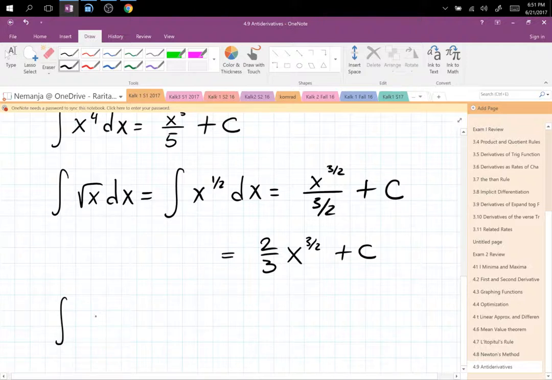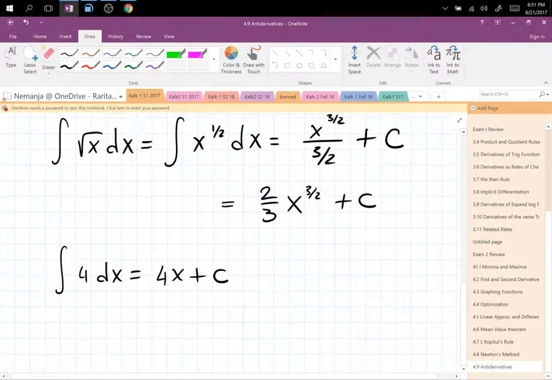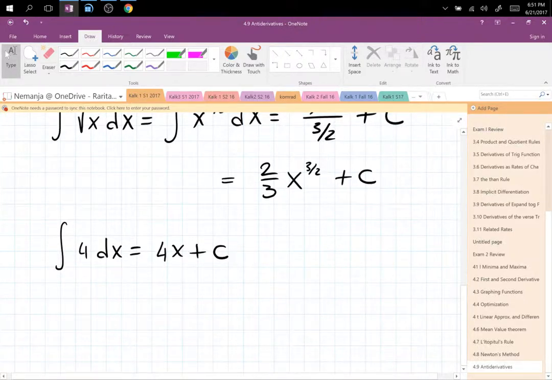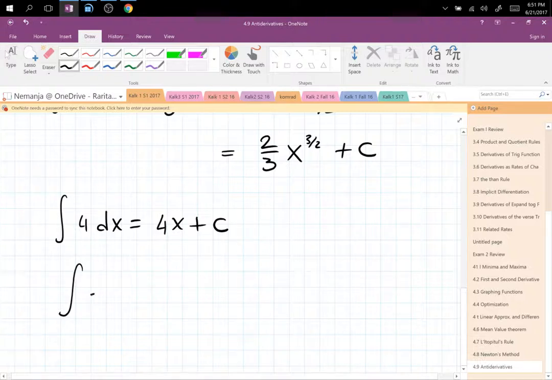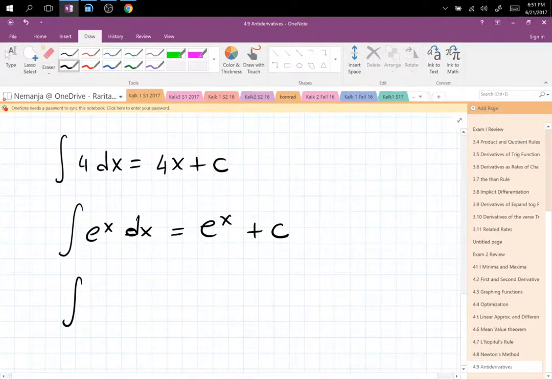What is the integral of 4? 4x. What is the integral of e to the x? e to the x plus c. Nice. What is the integral of negative cosecant squared x dx?